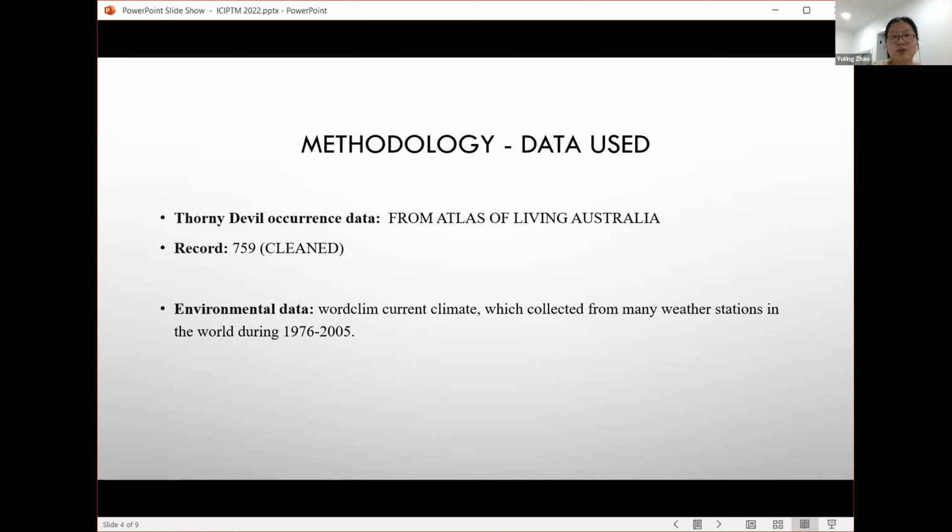We also need environment data. The environment data is collected from the current climate, from many weather stations, and selected from 1976 until 2005.